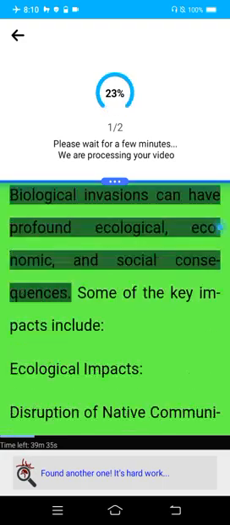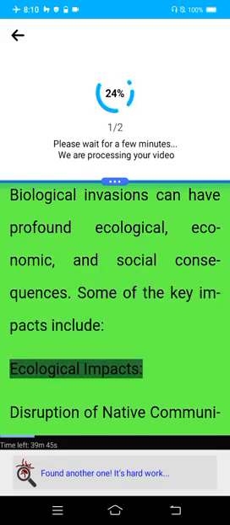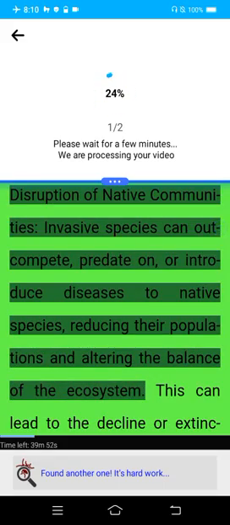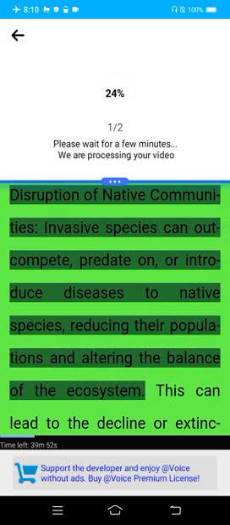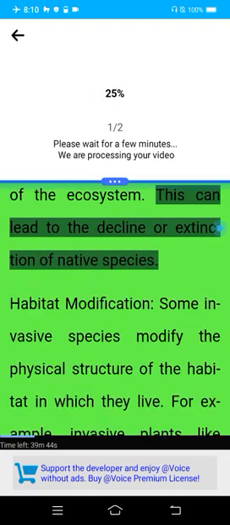Consequences of biological invasions. Biological invasions can have profound ecological, economic, and social consequences. Some of the key impacts include ecological impacts. Disruption of native communities. Invasive species can outcompete, predate on, or introduce diseases to native species, reducing their populations and altering the balance of the ecosystem. This can lead to the decline or extinction of native species.